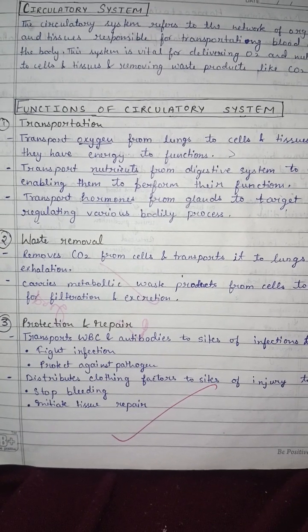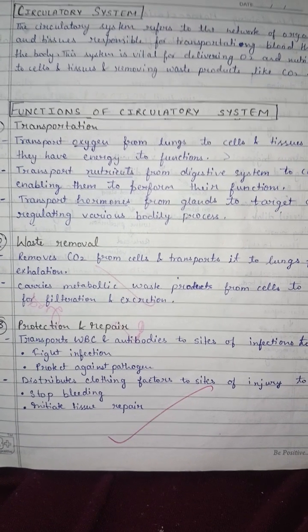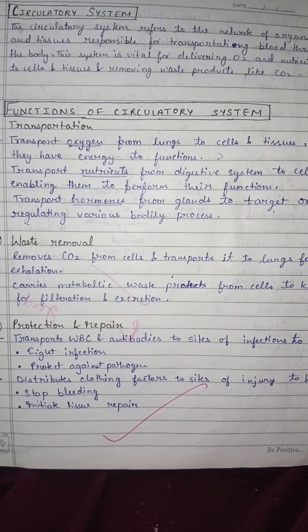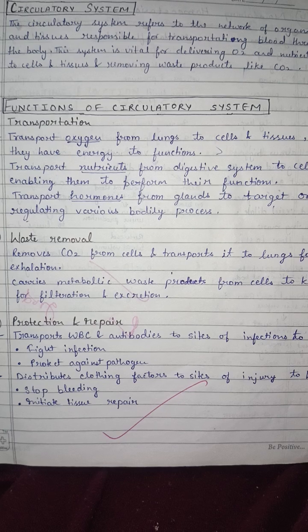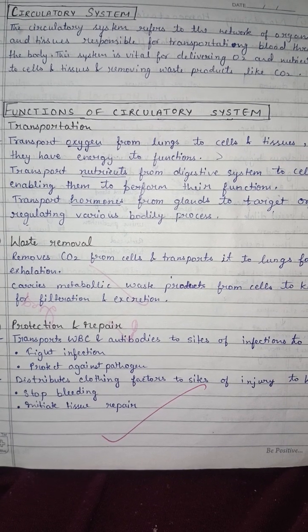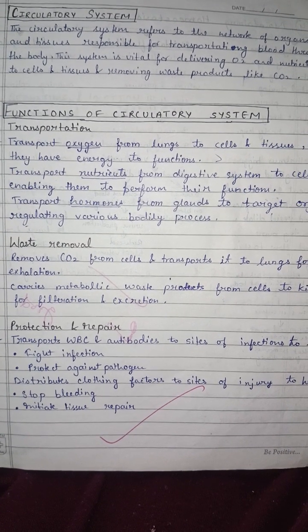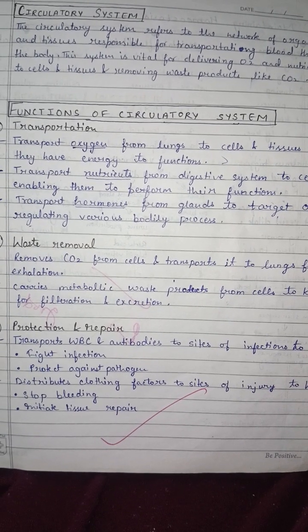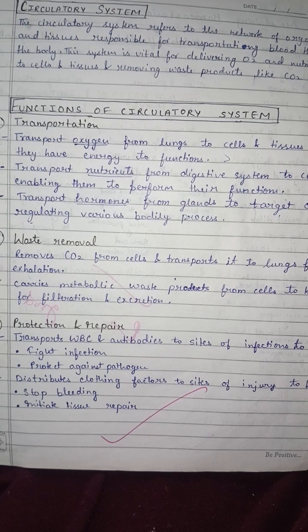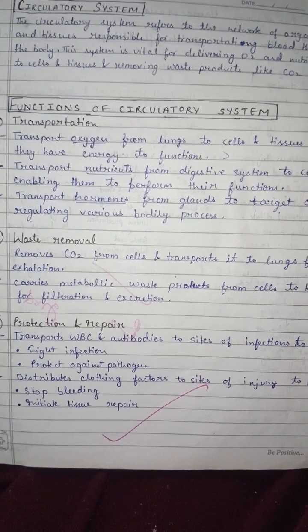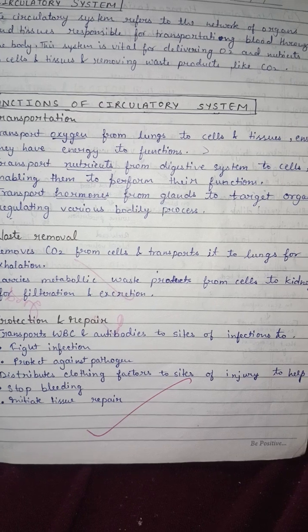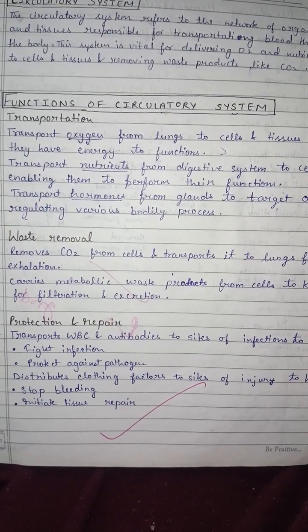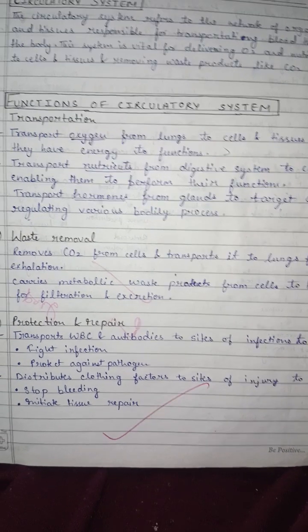The next function is protection and repair. The circulatory system transports WBCs, white blood cells, and antibodies to the sites of infection, where they fight infection and protect against pathogens or microorganisms. It also distributes clotting factors to the site of injury, which helps stop bleeding and initiates tissue repair in our body.